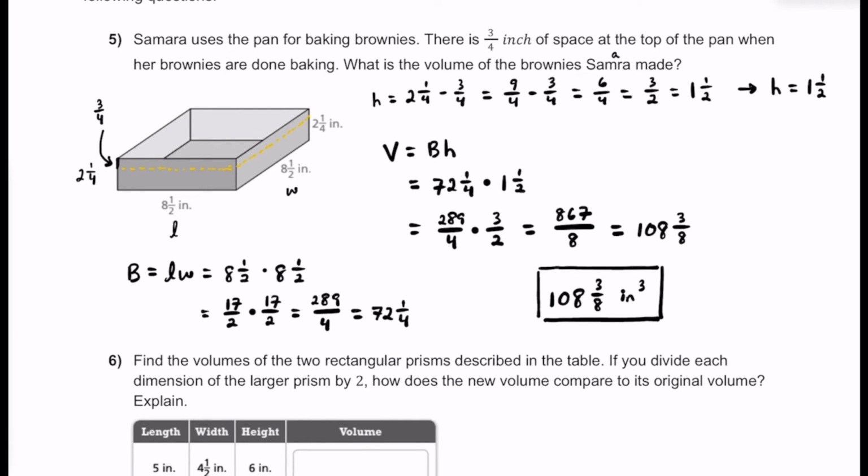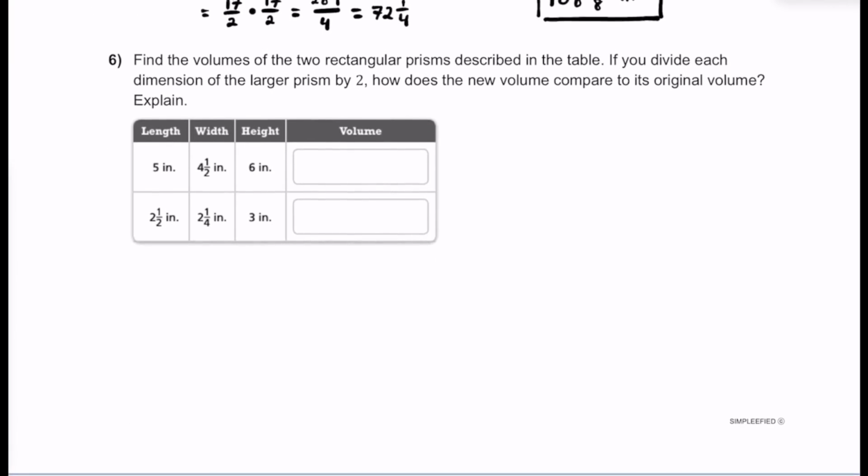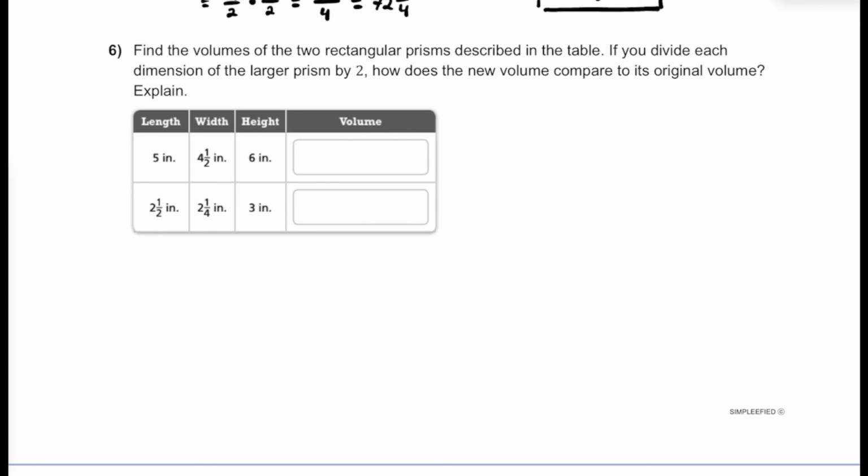Okay, all right, cool. Let's go ahead and check out number 6. In number 6, it says, find the volumes of 2 rectangular prisms described in the table. If you divide each dimension of the larger prism by 2, how does the new volume compare to its original volume? Well, if you take a look at this one up top, this is going to be the larger one, right? If you look at all these dimensions that we have here, all the dimensions are bigger. And then the one on the bottom has the dimensions of the smaller prism, right? So these are the ones that they are talking about.